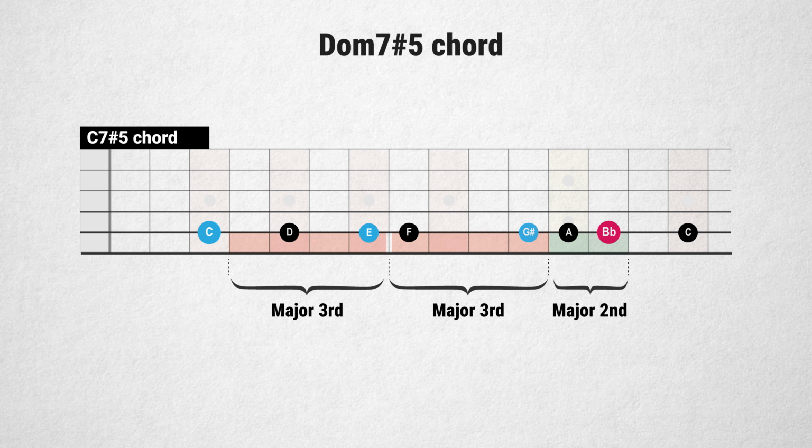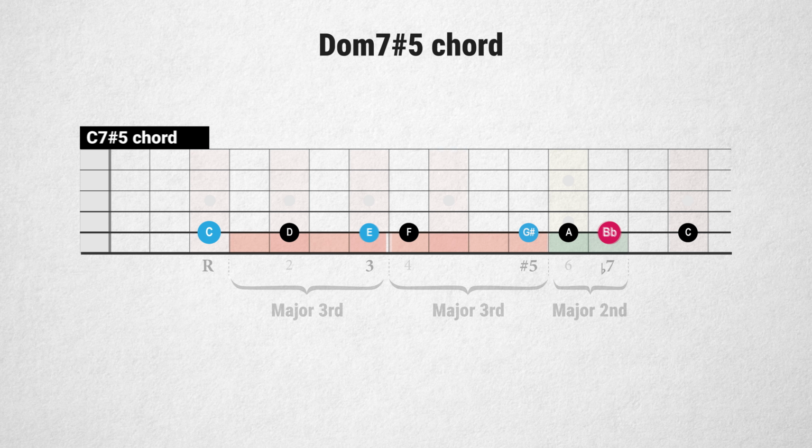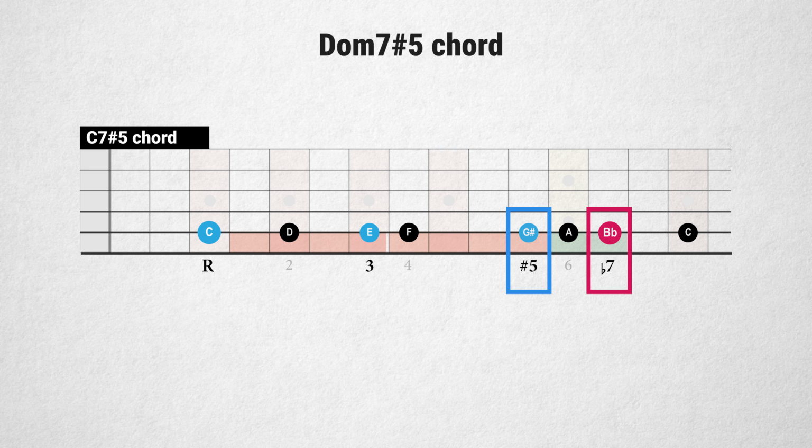But what do we have here? A 2nd is not a third. So this means that this chord is technically not a stack of thirds. Still, the G sharp is the 5th degree, even if it's altered. And the B flat is the common minor 7th degree, despite that it's technically not a stack of thirds.